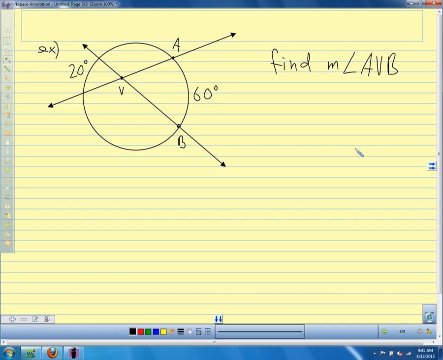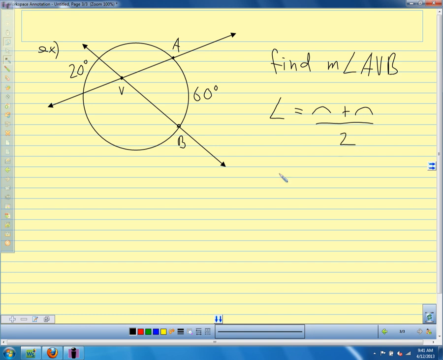So we have our nice new rule here. Our vertex is in the circle. It's not at the center. The center would be down here somewhere. So our rule, the angle equals arc plus the arc divided by 2.